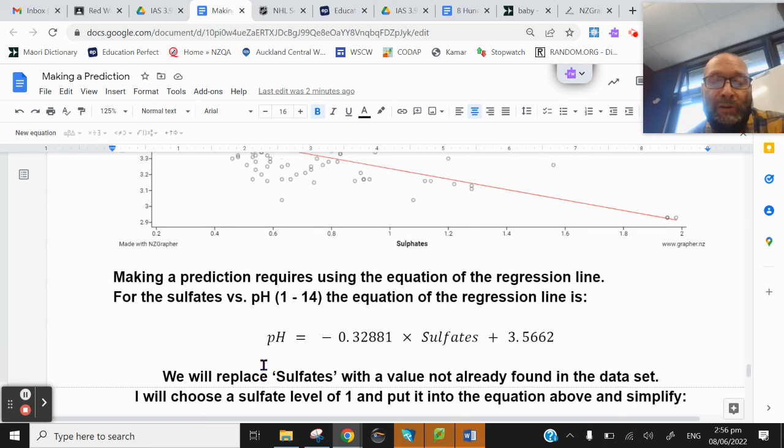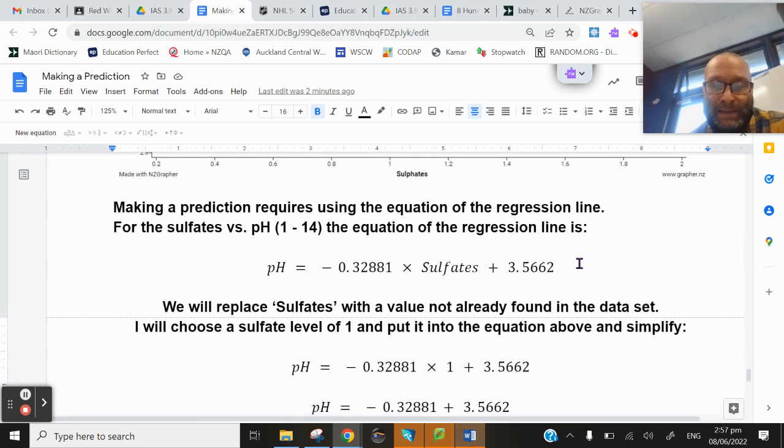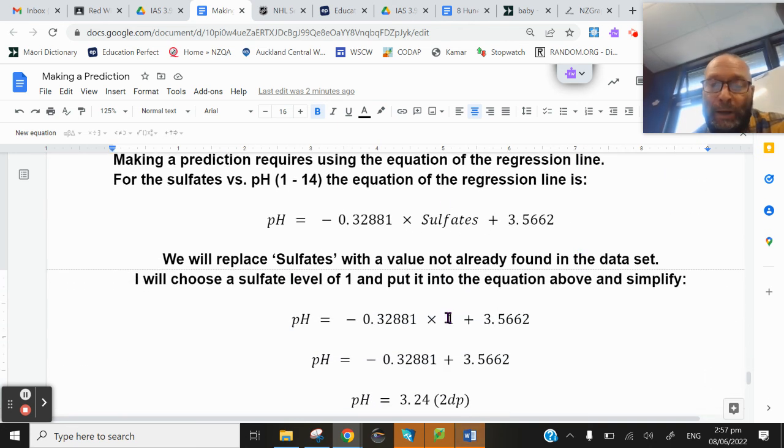I'm going to choose a sulfate level of 1 because, as we can see, there is no data for a sulfate level of 1. Could have chosen 1.4, 1.6, 1.7, 1.8, but nothing beyond 2 because we simply don't know how the data will behave. As I said, replacing sulfates with 1, and now following BEDMAS.